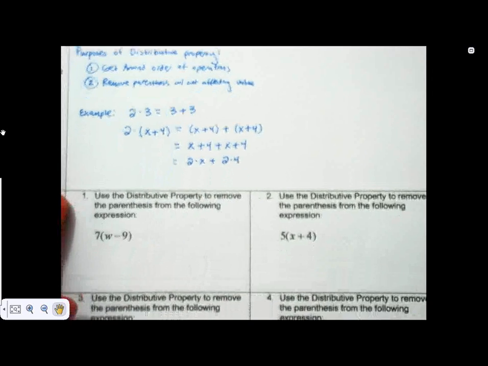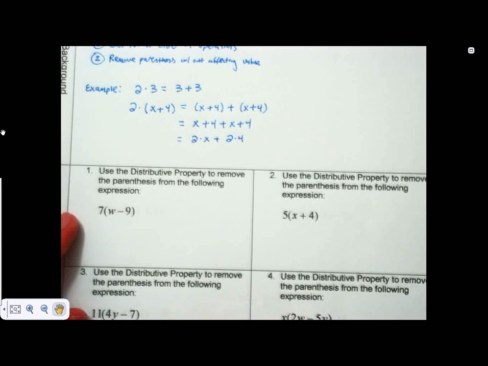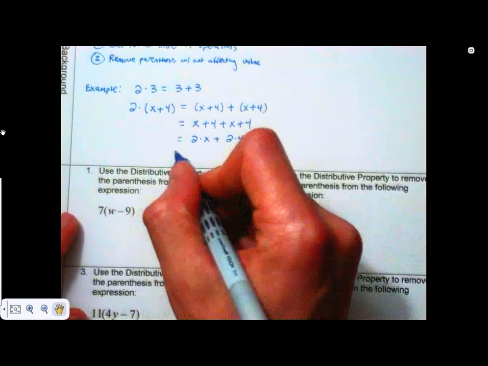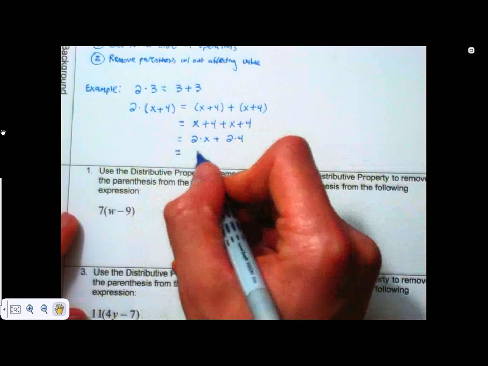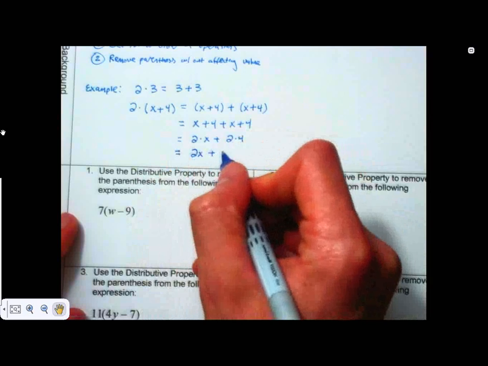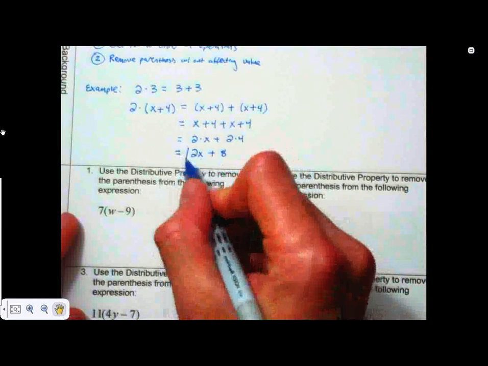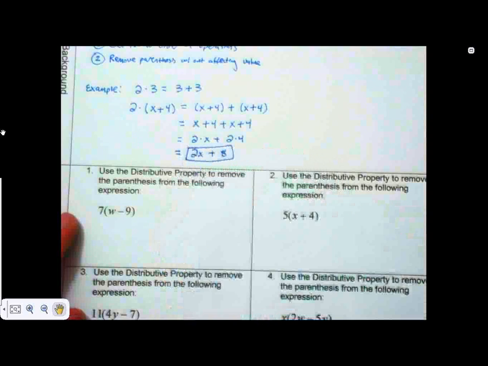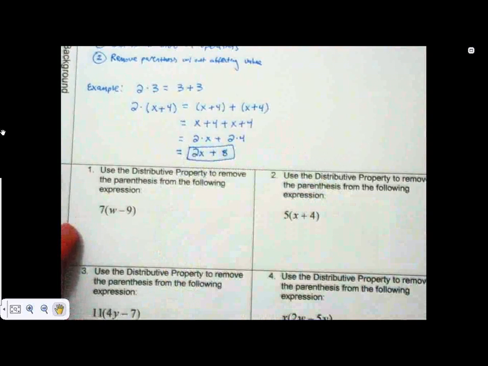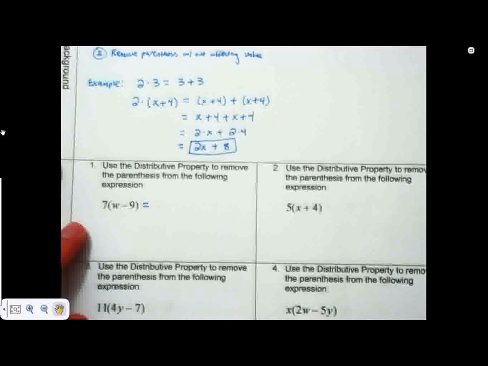Okay, let's see if we can use that fact to assist us in doing number 1. Oh, and by the way, if I want to simplify this a little bit more, 2 times x is the same as just 2x. 2 times 4 is the same as just 8. So this would be the simplest form of that expression. So let's use that same idea to do number 1.